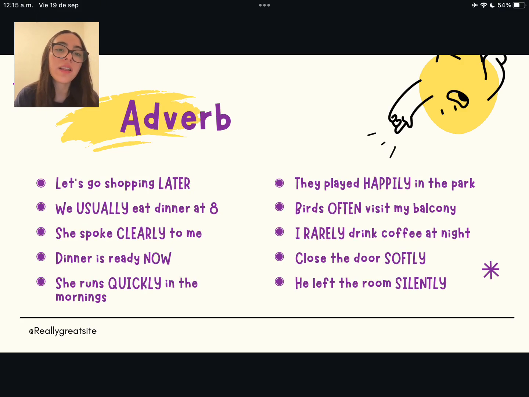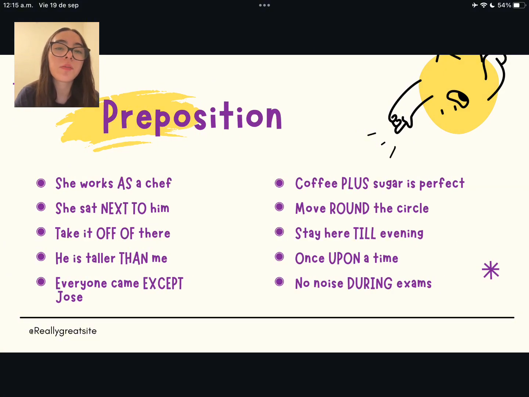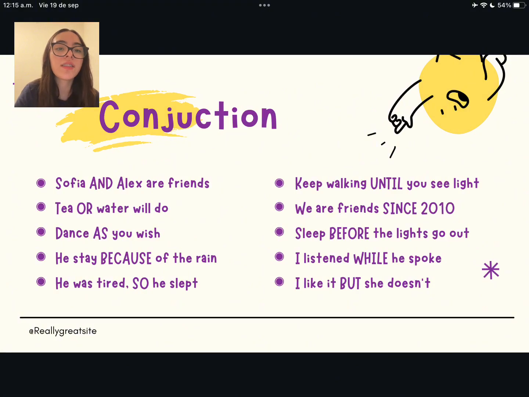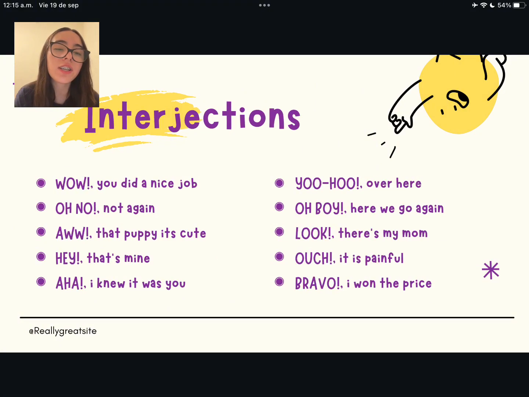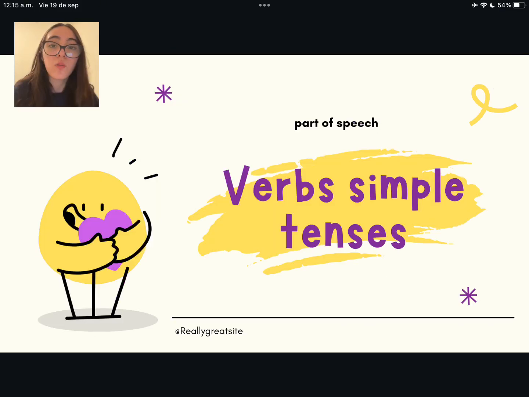For adverb, let's go shopping later. Then for preposition, take it off of there. Then for conjunction, dance as you wish. For interjection, wow, you did a nice job. Well, let's begin with the main purpose of this video, that is the verb simple tense.